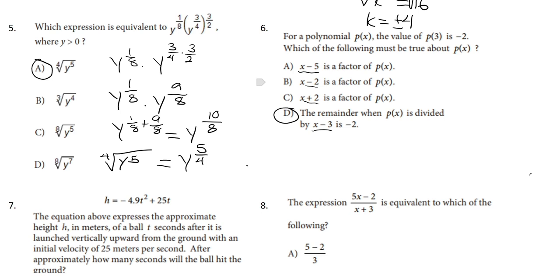The main conclusion that you can draw is that x minus 5, x minus 2, and x plus 2 will only be considered factors of p of x if, when we plug in a certain number, it gives us 0. And as you can see from the question, that's not what they're saying. They're saying p of 3 is negative 2. In order for it to be a factor, it would have had to be 0.